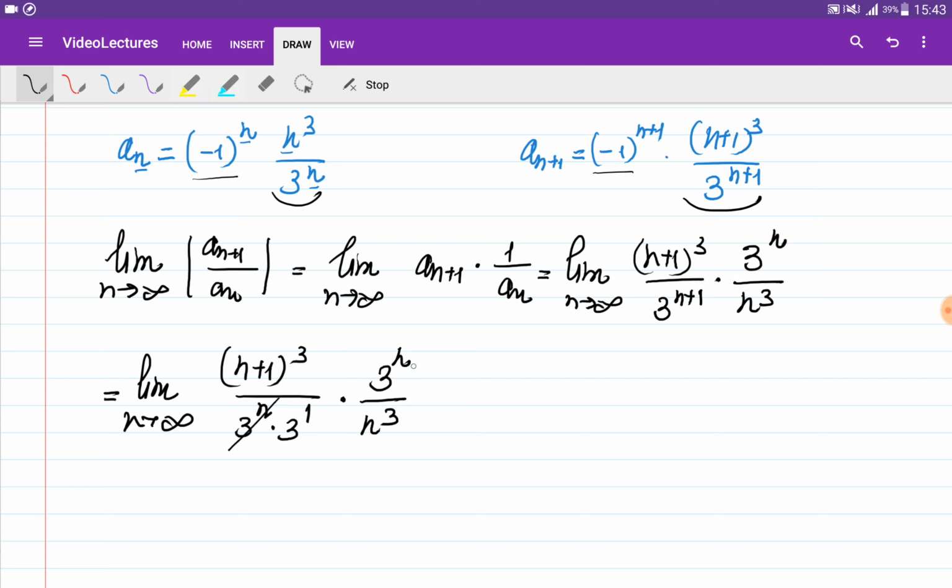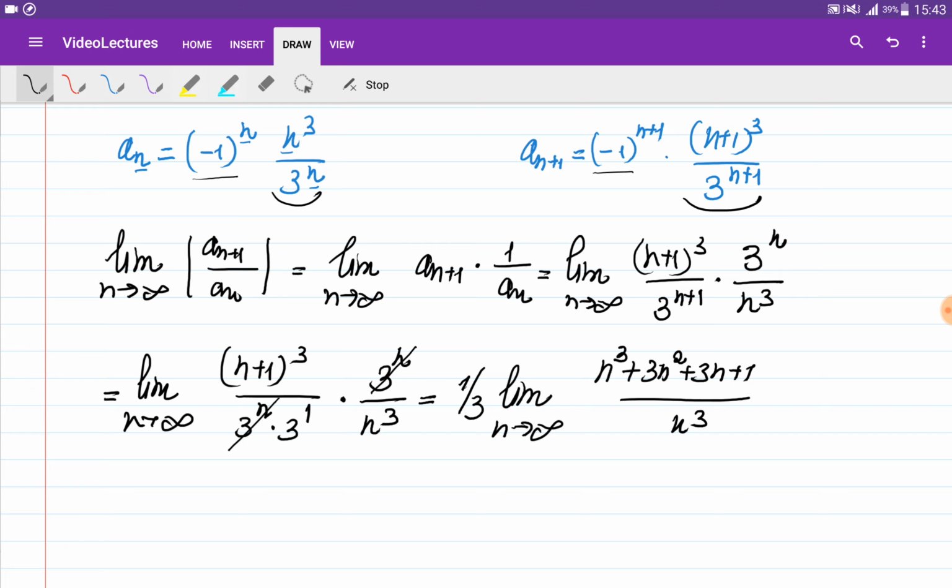So here I can cancel 3 in the power of n and 3 in the power of n, and what I'm going to have is 1 over 3, which is a constant, and I can take this out from the limit. So it is going to be multiplied by the limit of (n plus 1) cubed divided by n cubed. I can open up the brackets, right? Using the formula, it's going to be n cubed plus 3n squared plus 3n plus 1, divided by n cubed.